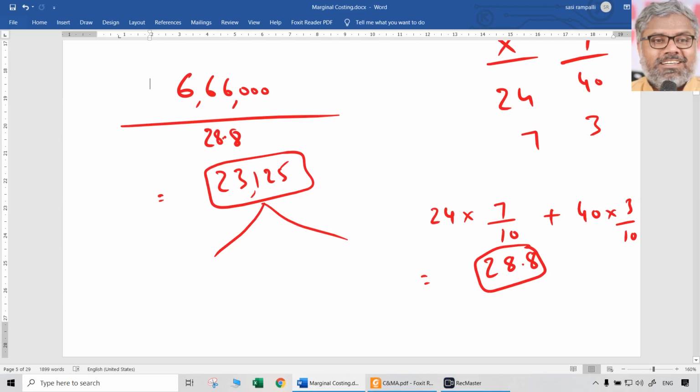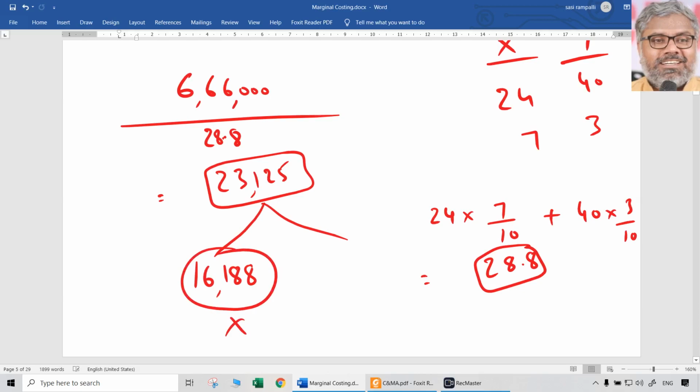So here we have to take 23,125 into 7 by 10 and 23,125 into 3 by 10. So 23,125 into 7 by 10 will be approximately 16,188, let us say. Units cannot be fractional. So 16,188 units of X is the break-even point for product X, and for Y, 23,125 into 3 by 10.